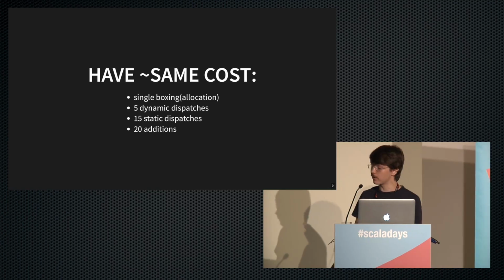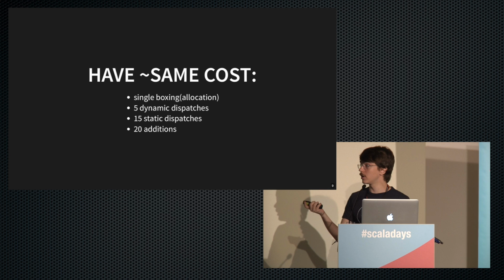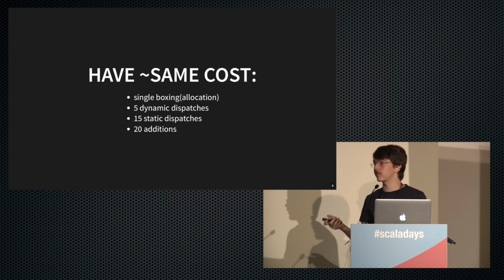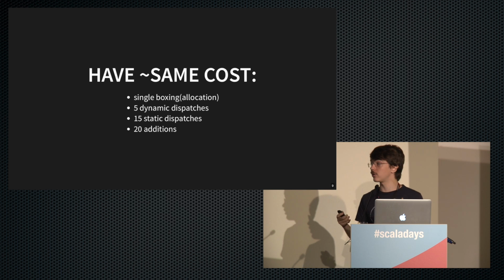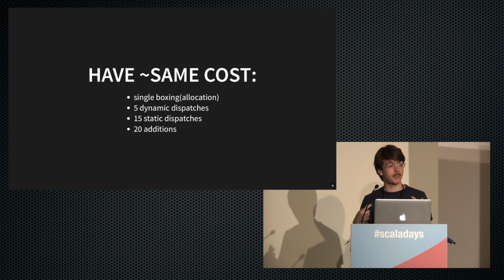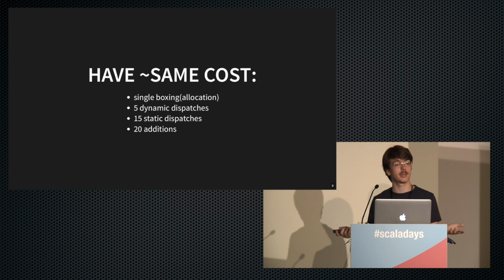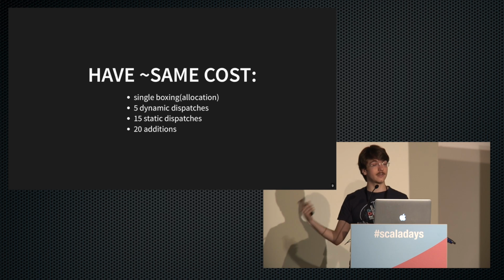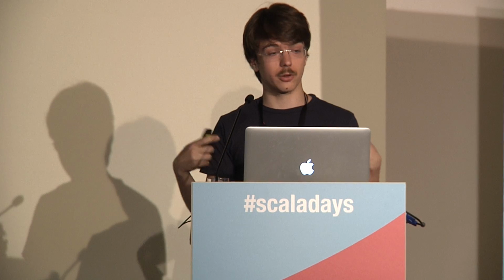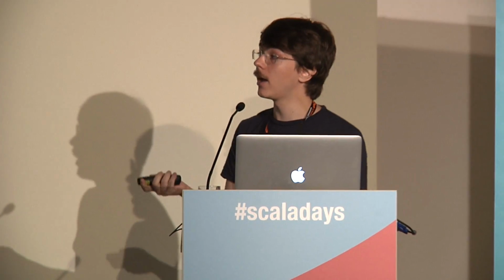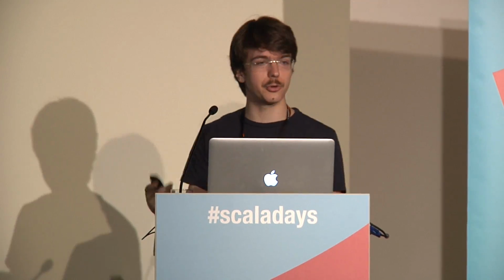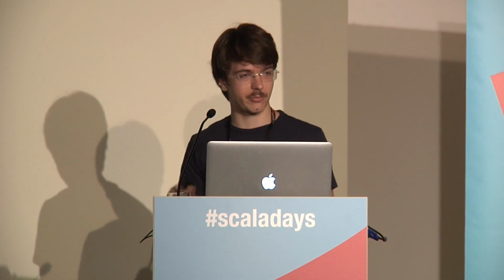And just to give you a small baseline to know how much this stuff costs, single boxing or single allocation costs on average as much as 5 dynamic dispatches. And by dynamic dispatches, I mean the dispatches which happen to be megamorphic, where there are multiple targets they can dispatch to. Every dynamic dispatch is more or less equivalent to 3 static dispatches, where you're either calling a static method or a private method, or there is only a single method that reaches this call site in runtime. And all of this costs more than additions. So all the things that Scala introduced actually cost a lot more than the operations we've been performing.